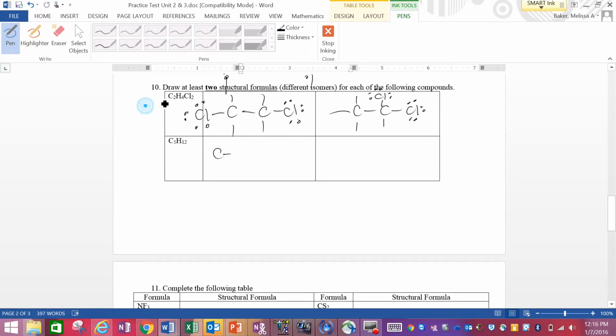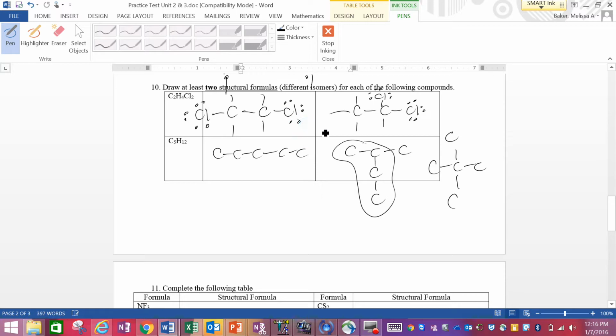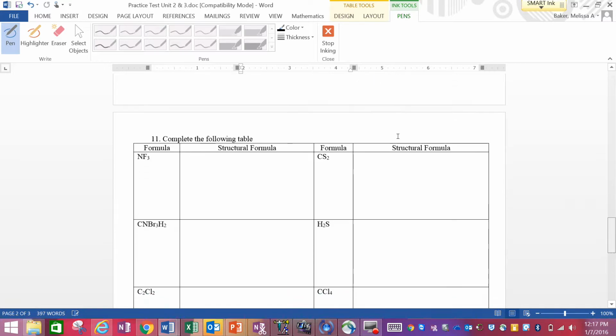How about C5H12? I can put all my carbons in a row, or I could do 3 in a row and 2 going down, for example. It's actually 4 in a row with 1 hanging off the second one. Okay? There's another version here too. You can have 1 going up, 1 going down. All right, make sure you draw in your hydrogens on the actual test. I'm being bad right here.